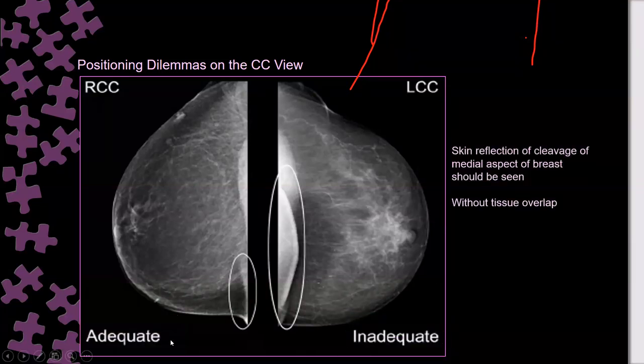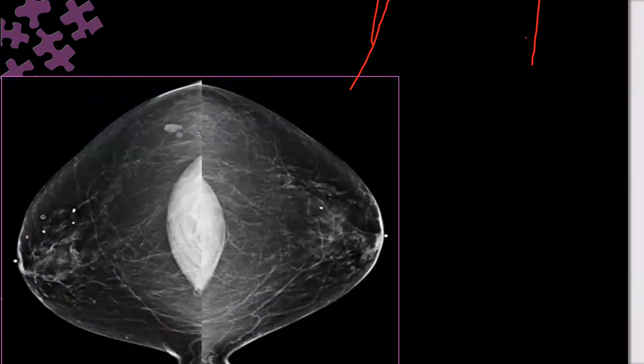So this is inadequate, this is adequate, and this is inadequate due to overlapping tissue. This is usually from the abdominal wall. The abdominal wall is coming like that here. Or the other breast, sometimes. The adjacent breast might overlap this one.